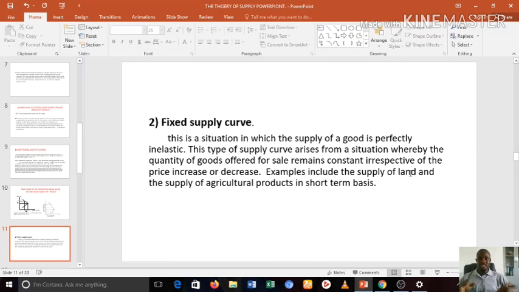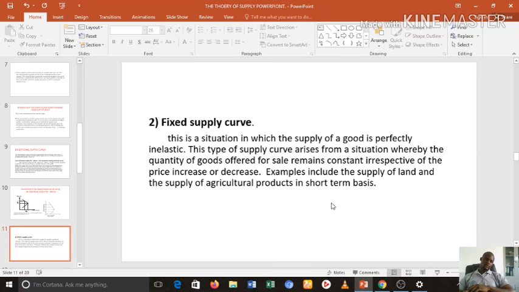Land is geographically immobile. So therefore, if someone has put land in the market and that land has a high price or a lower price, the supply for that land is constant. It's always available until someone buys it. Whether the price for the land is high or low, the land is constant. The next one, an example includes the supply of land and the supply of agricultural products on a short-term basis. Now, let's look at an agricultural product.